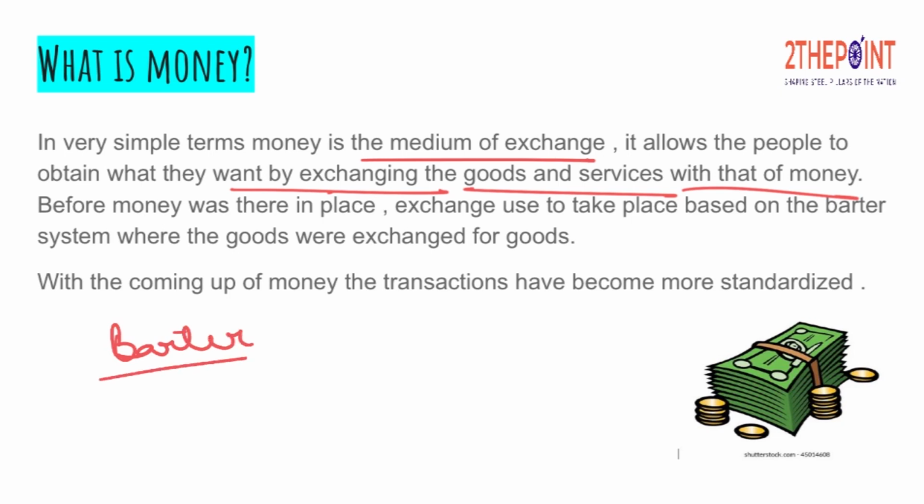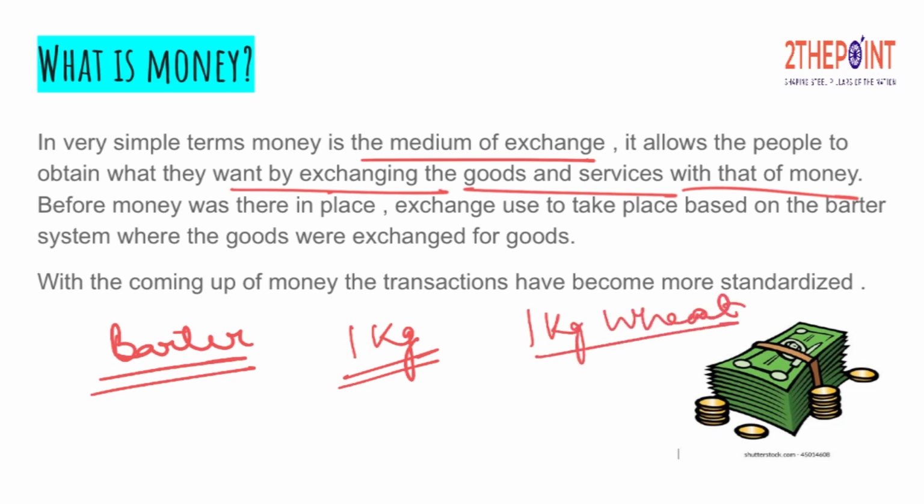The problem with the barter system was the double coincidence of wants. What we mean by double coincidence of wants is, let's suppose I want to buy 1 kg of rice, and the only thing I have to give in return is 1 kg of wheat. I go to the market with this 1 kg packet, and there is nobody I can find who would take this 1 kg of wheat and in return give 1 kg of rice.